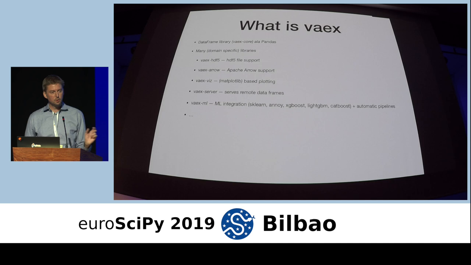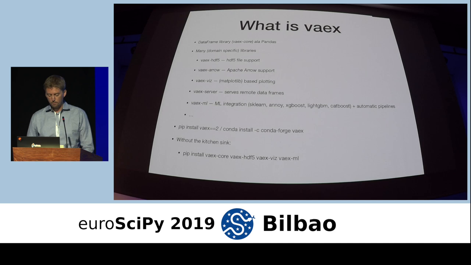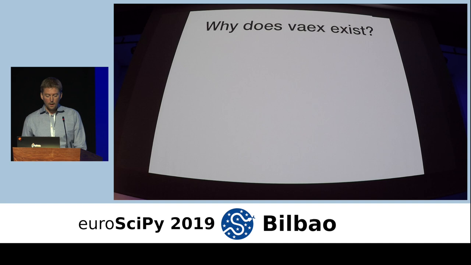And you can choose Vaex, which is kind of a meta package that will install everything, or you can choose what to install. So actually, why does it exist? Why can't you use any of the others? What makes Vaex unique is it's really memory efficient due to the expression system, and I hope today that will become clear.